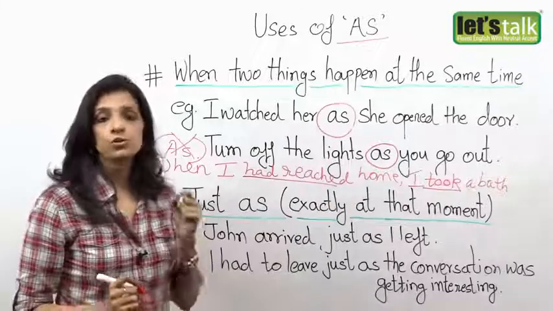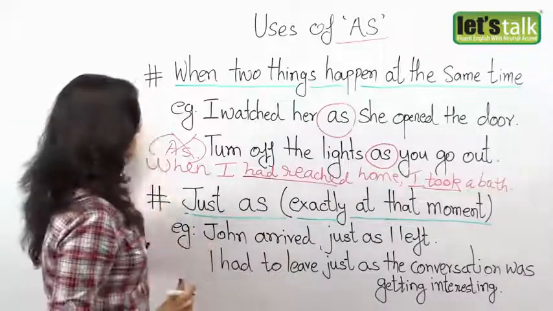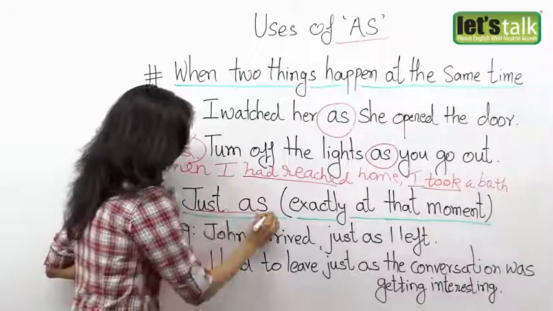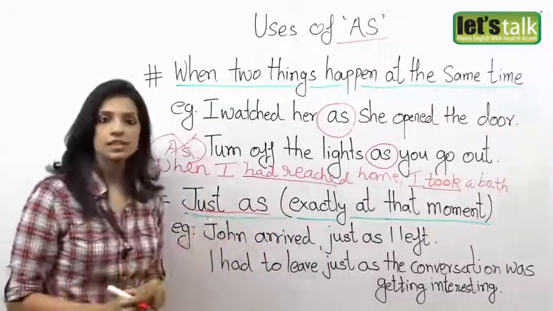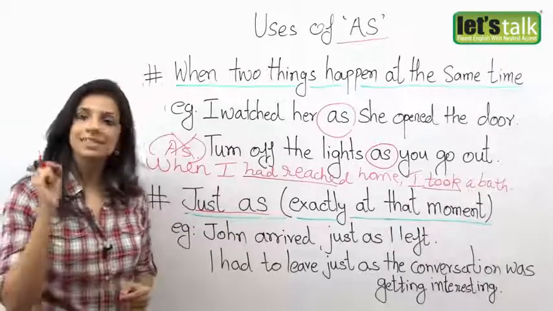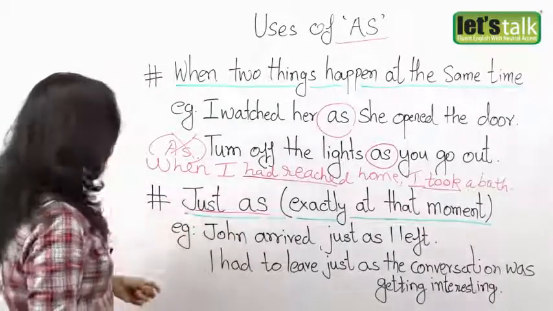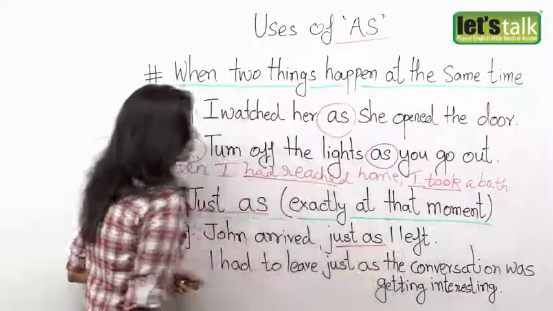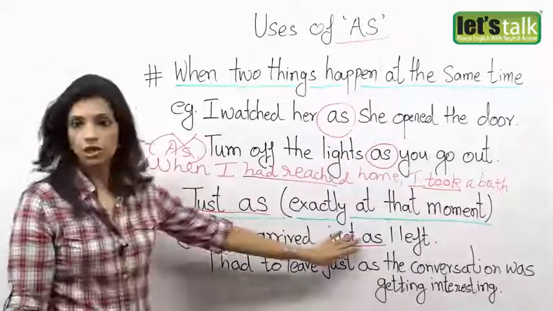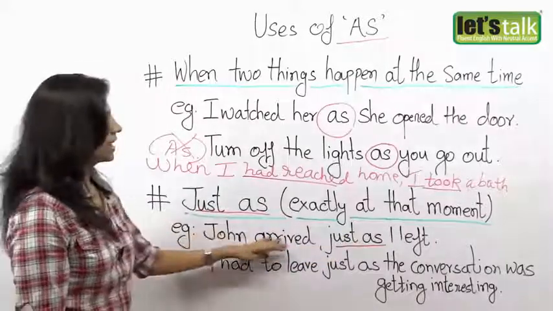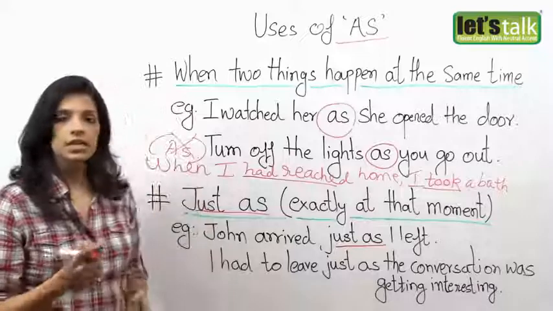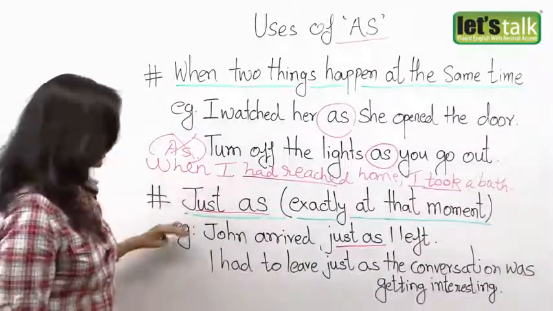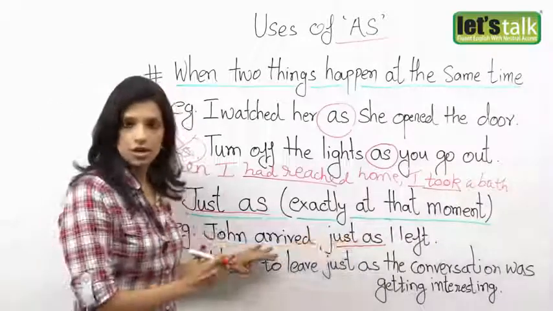So please remember, you use "as" when two things happen at the same time. Now let's take a look at "just as". We use "just as" when you want to say something happened exactly at that moment. For example, John arrived just as I left. Now friends, you can even use this without "just". You can say John arrived as I left. But when you use "just", it emphasizes that it happened exactly at that moment. So exactly when I left, John arrived.